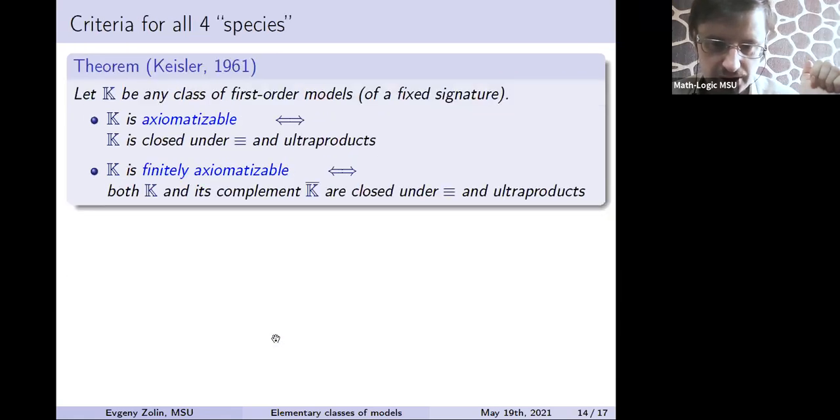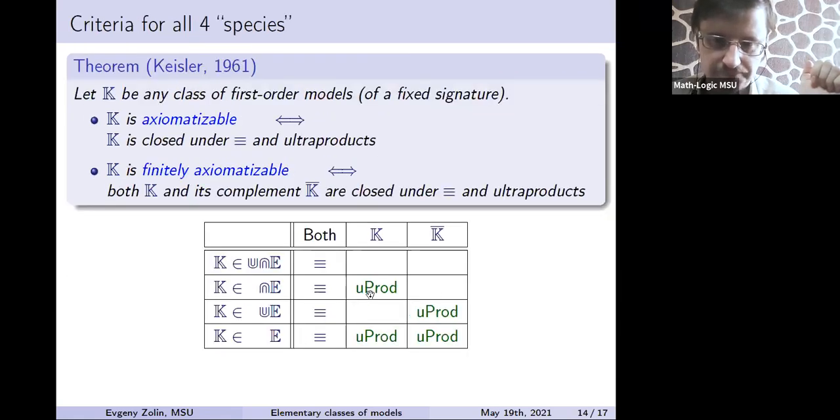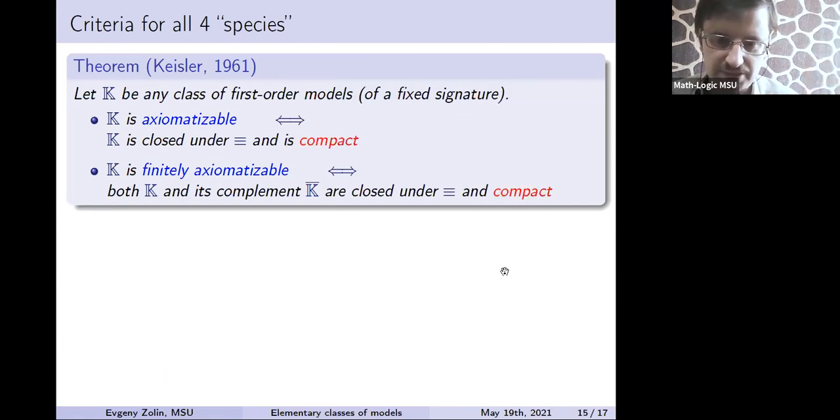So we simply rewrite this line, but for the complement of K. And the first one was proved in our theorem. A class is quasi-axiomatizable if and only if it is closed under elementary equivalence. Now the table is symmetric.